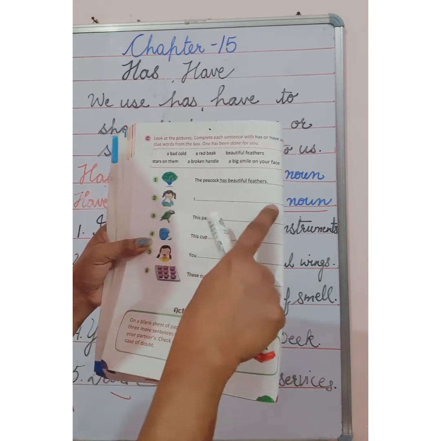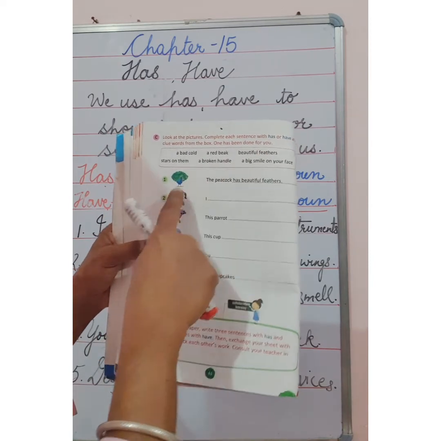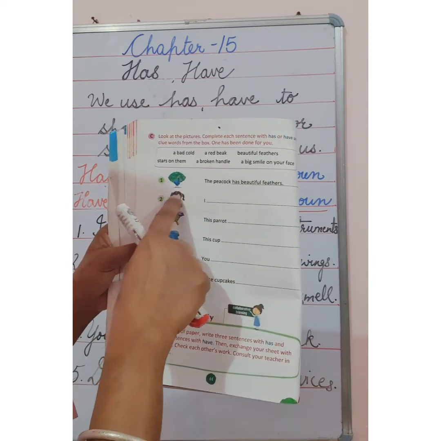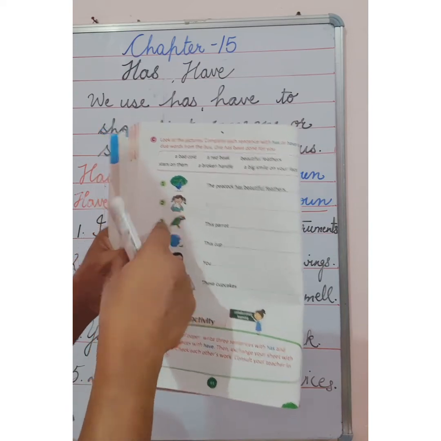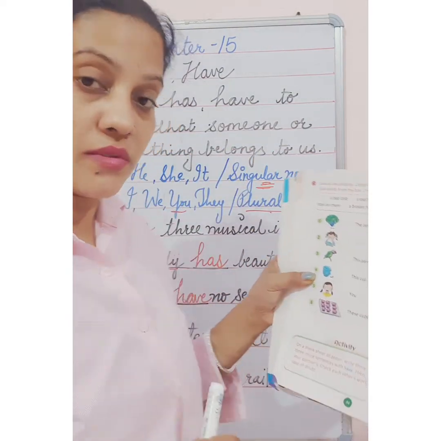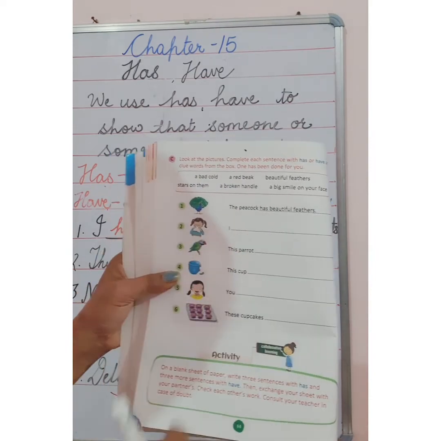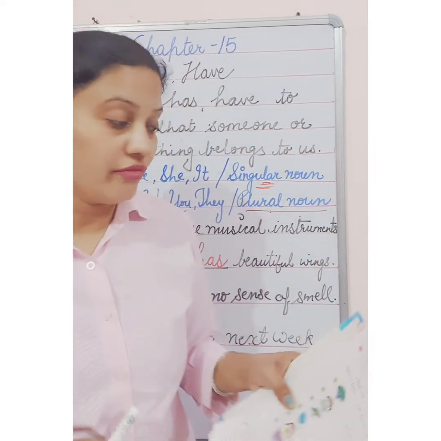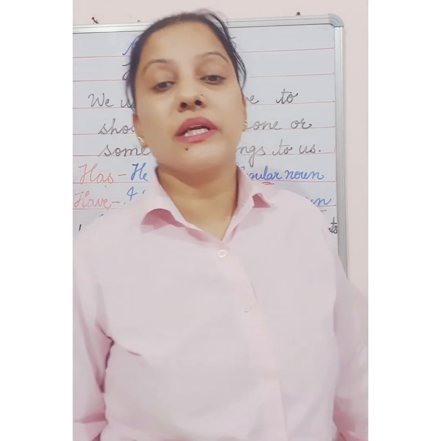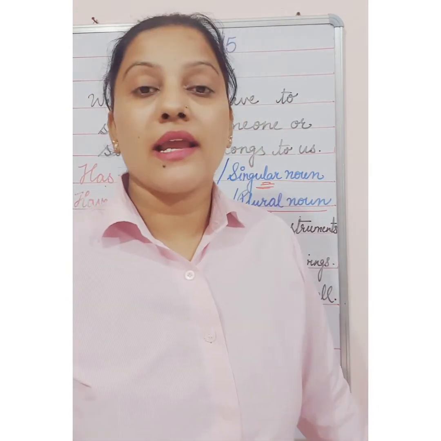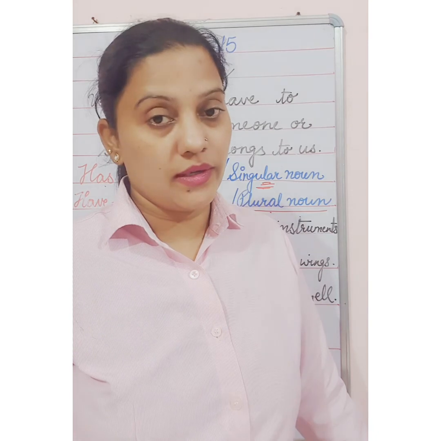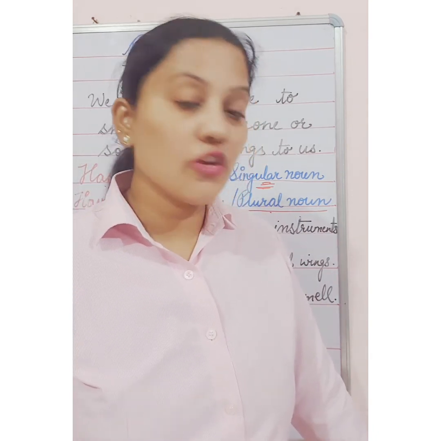Next is dash, I dash. Now nothing is given to you. So what do you have to do? You will see this girl here is saying something. What is she doing? She is cleaning her nose. So how will you find the answer? A bad cold. I have. With I we will use have. I have. Then you will complete the sentence with the help box. I have a bad cold. Yes. So this way you will complete this.